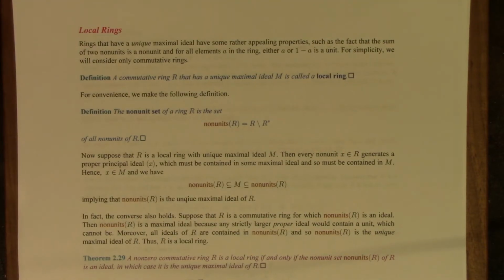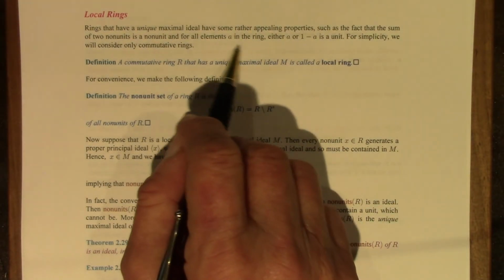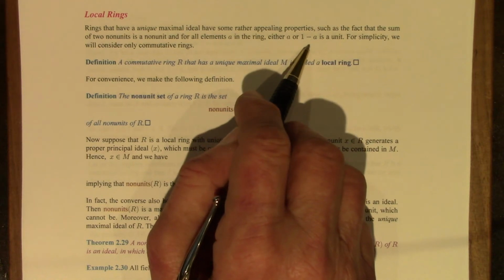We've been talking about maximal ideals. Rings that have a unique maximal ideal have some rather interesting properties, such as the fact that the sum of two non-units is always a non-unit. And also, for all elements a in the ring, either a or 1 minus a is a unit.